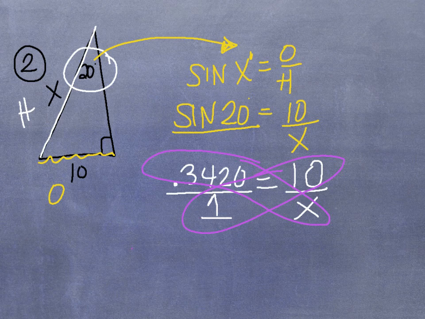So you'll get 0.3420x equals 10. Then divide by 0.3420 on both sides, and you will end up with x equaling 29.24.